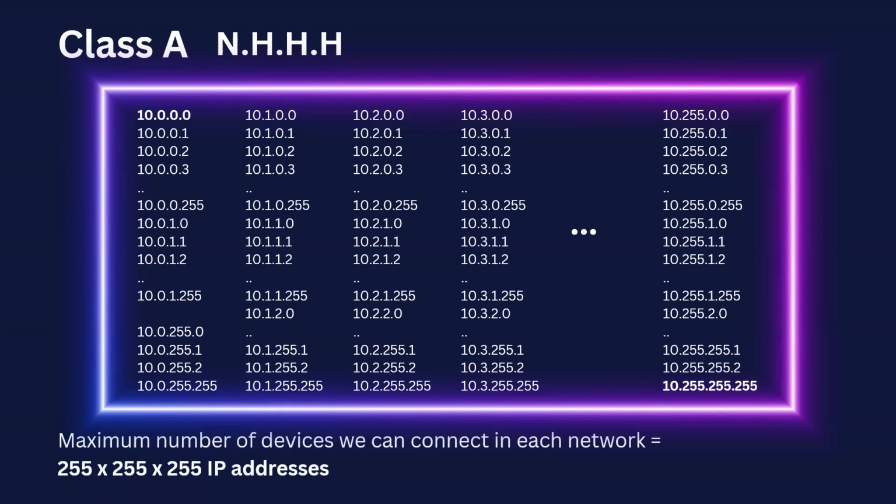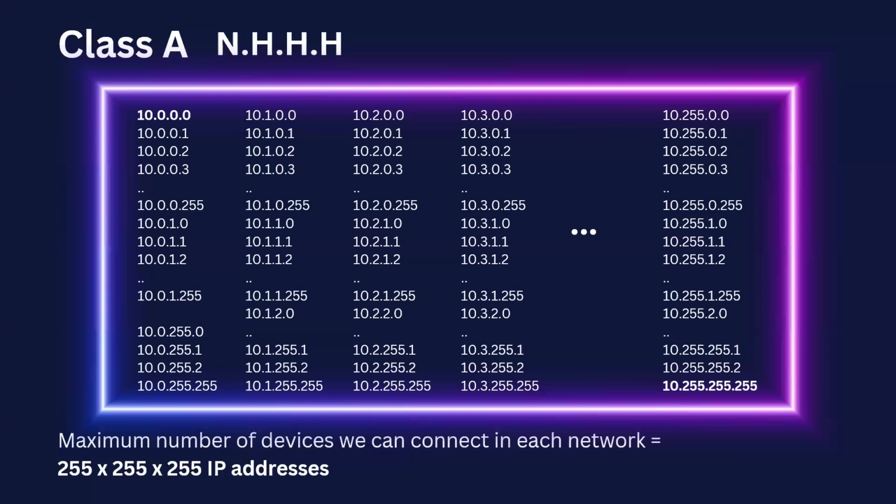So again, as mentioned, each class depends on the network requirement. For small networks, you can go for class C. For medium-sized or large networks, you can go for class B or class A. Anything would work. Practically speaking, you cannot connect this many devices; you would have latency issues. But at least logically speaking, that's the purpose of each class.